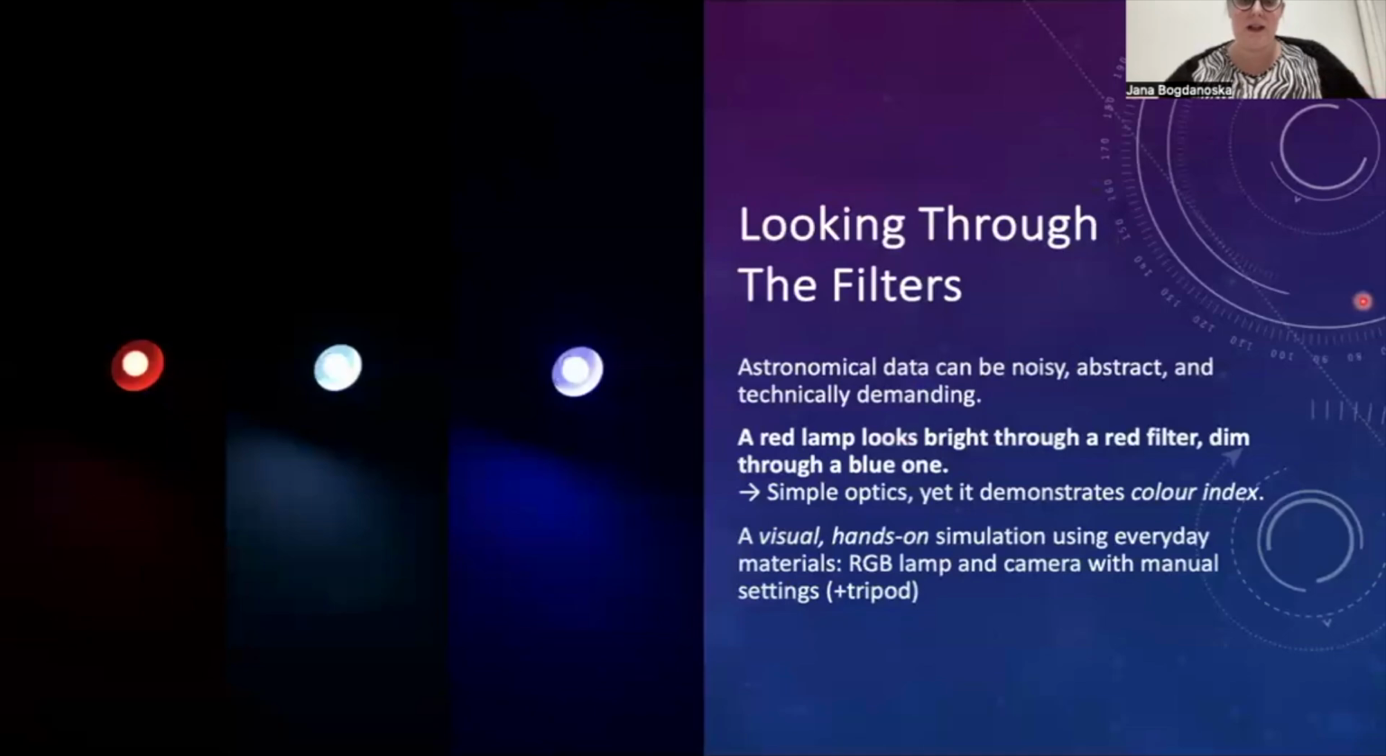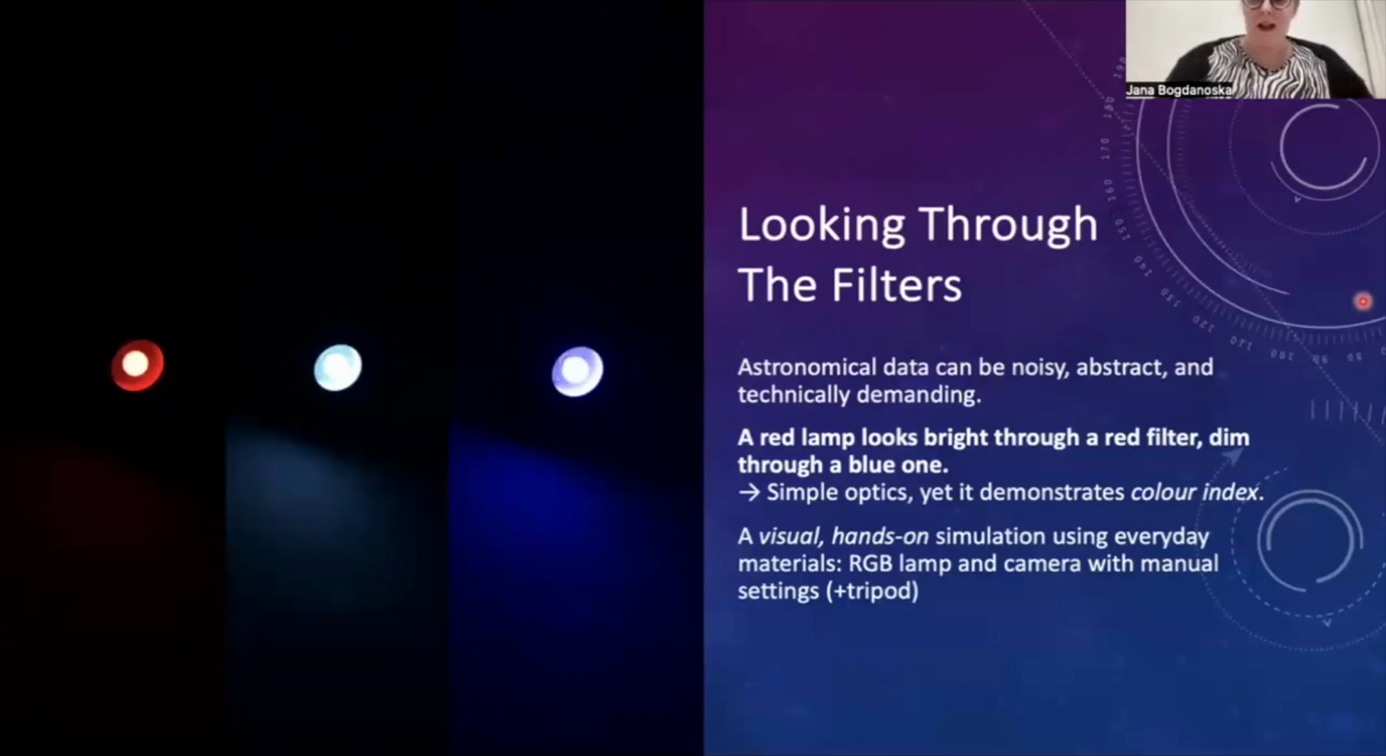For a filter, we take a simple plastic sheet that can be see-through, so we can let the light pass through. The exercise here has not been tested with students yet, but when I did it myself, it was a fascinating experience to be able to look at a light in a different color through the filter. So looking at a red lamp through a red filter, or looking at a blue lamp through the red filter, is very interesting.